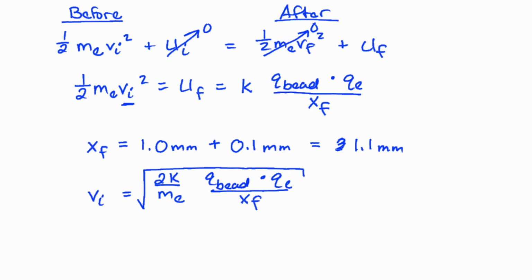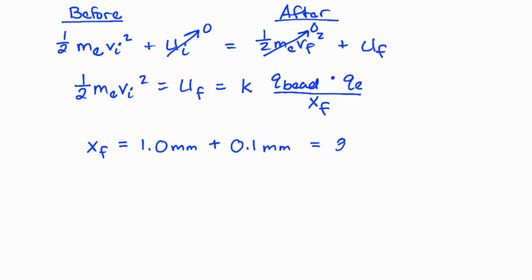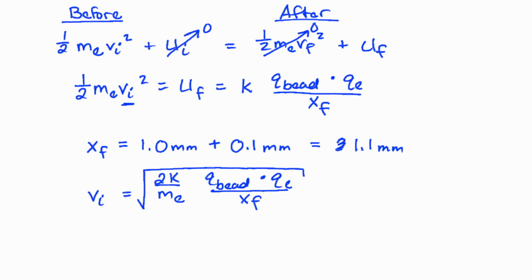Plugging in my numbers here, K is 8.99 times 10 to the 9th newton meter squared per coulomb squared. Mass of the electron you can look up is 9.11 times 10 to the negative 31 kilograms. The charge on the bead was given, that's 1 nanocoulomb, so 1 times 10 to the negative 9 coulombs. The charge on the electron you can look up, that's 1.6 times 10 to the negative 19 coulombs. And our distance here we'll need to convert to meters, that's 1.1 times 10 to the negative 3 meters.